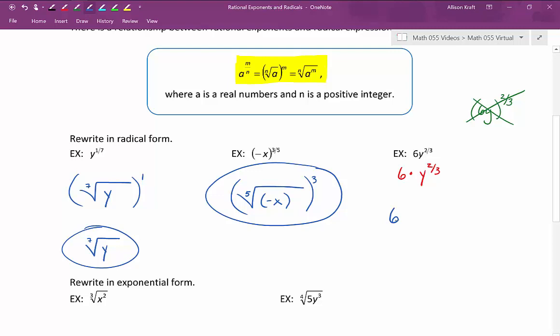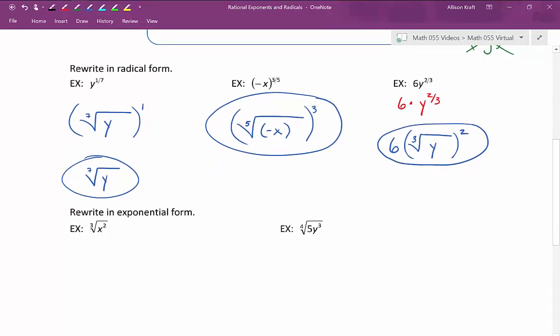Now we want to rewrite y to the 2/3 as a radical. The base, well, that's our radicand. Our base is just y. The denominator is our index. And then the numerator, that's the power that we're raising our radical to. Just the radical, not the 6, being raised to the 2nd power. We get 6 times the cube root of y squared.